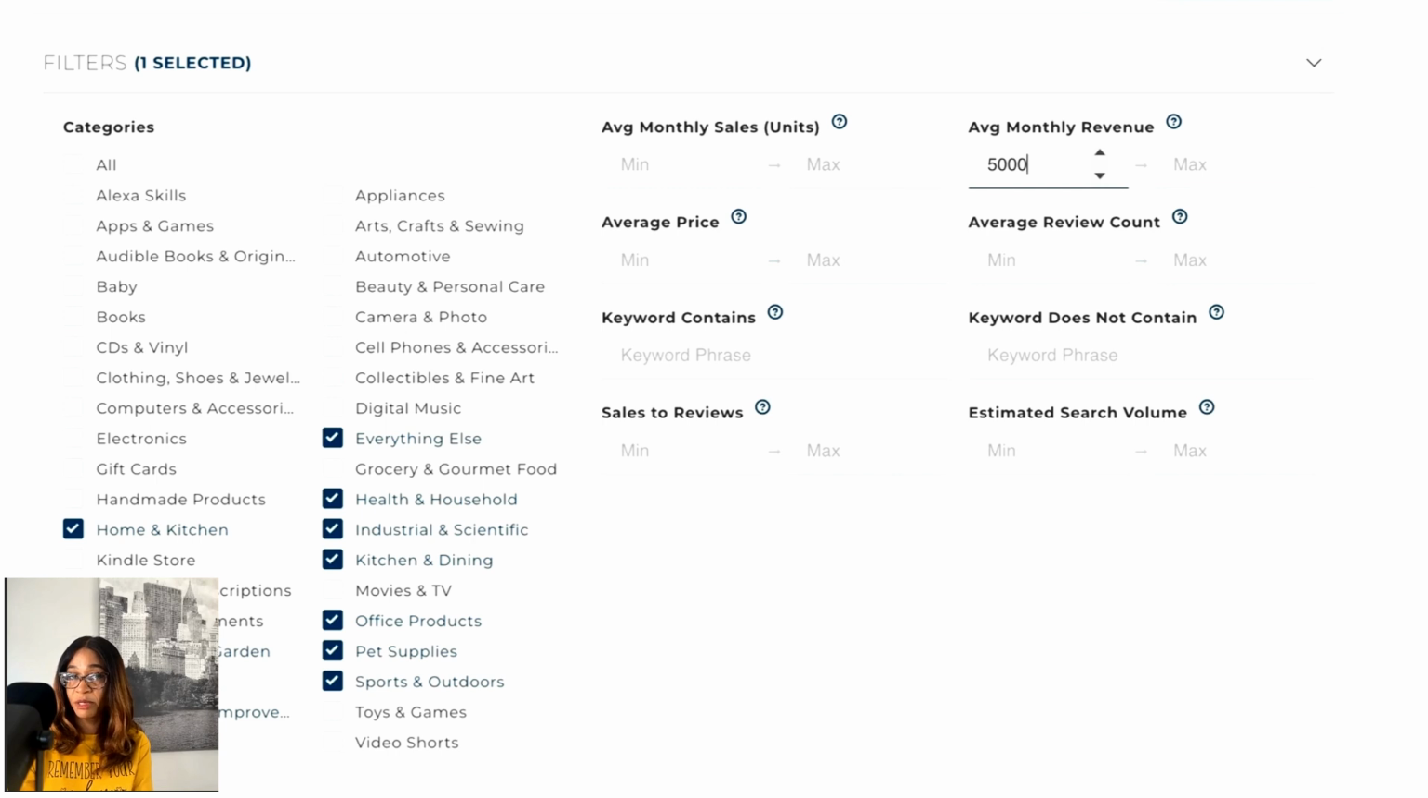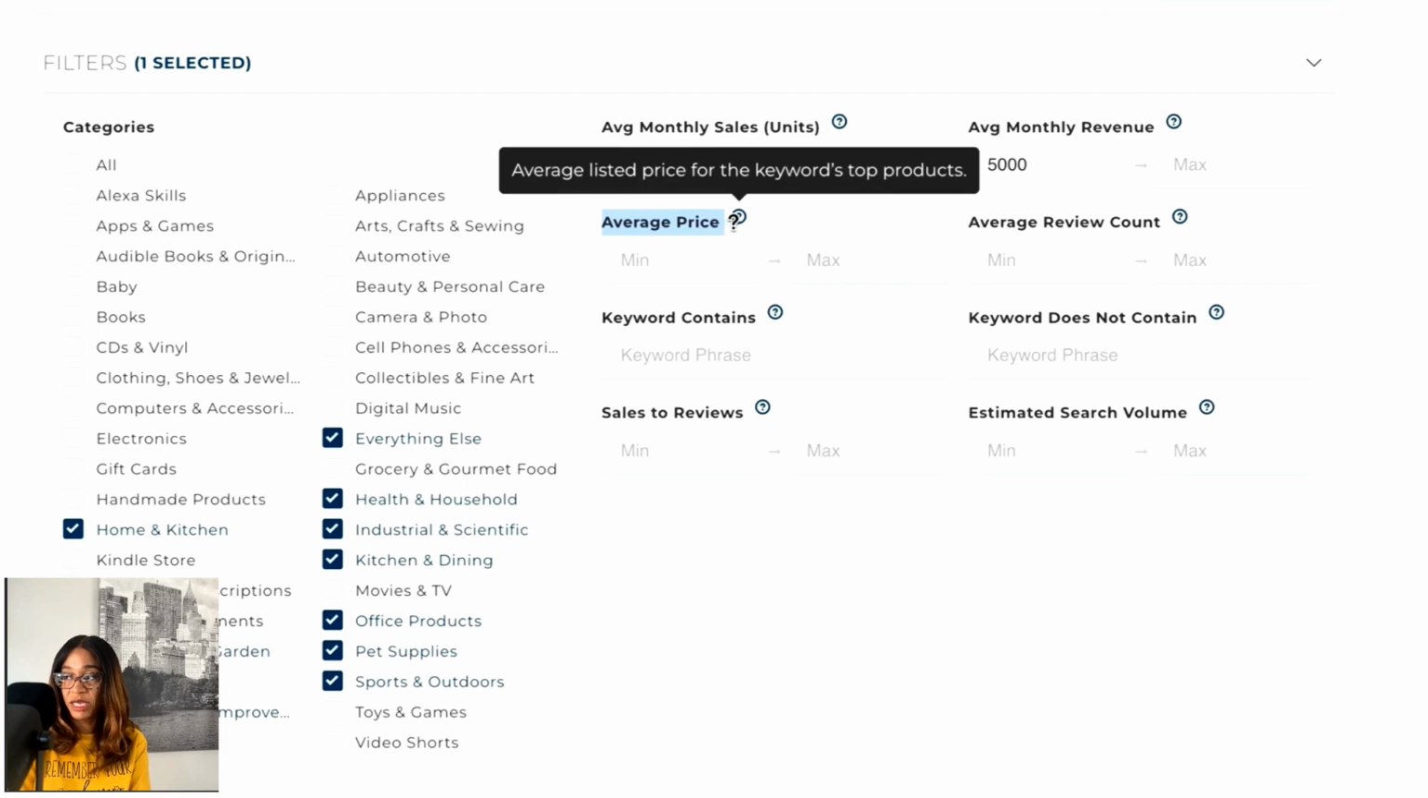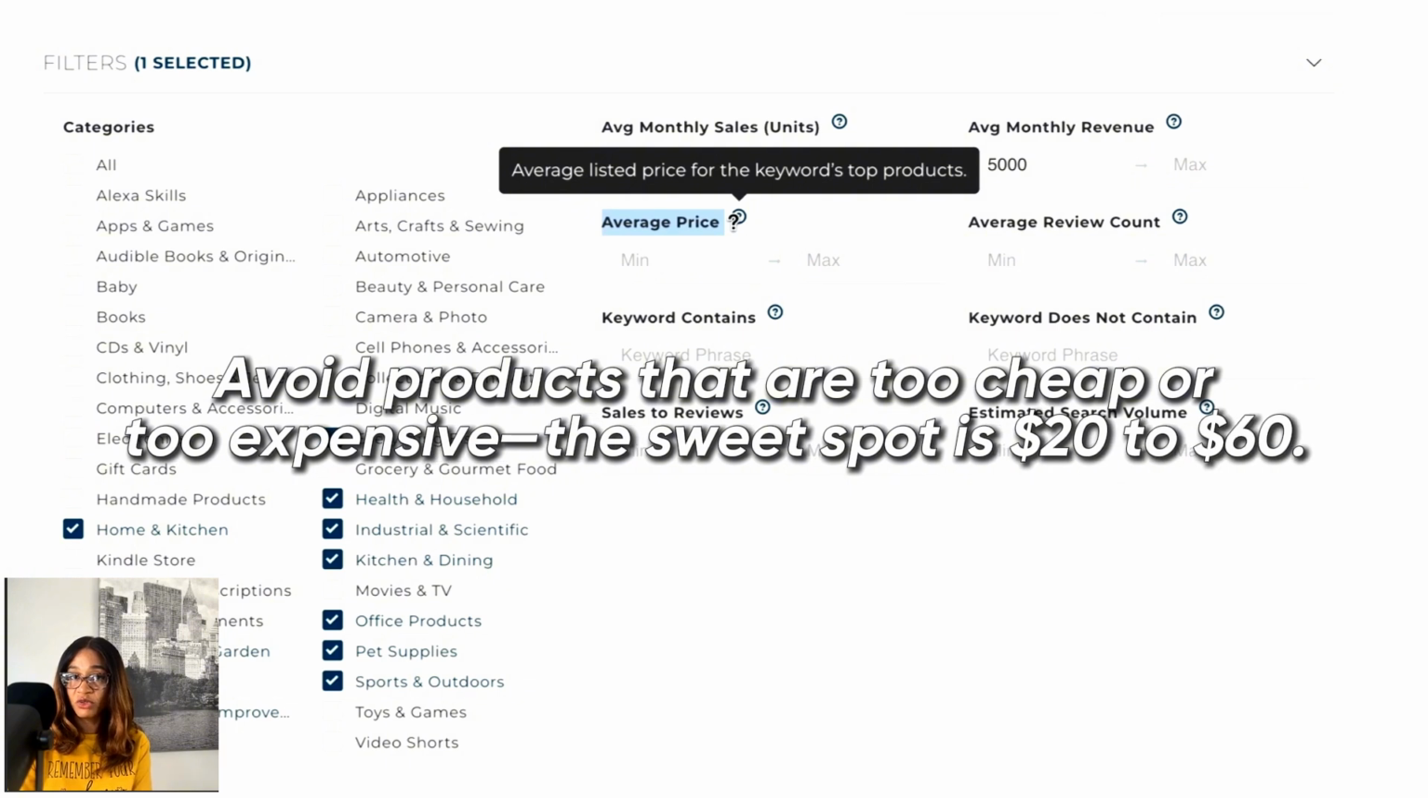The maximum, you can keep it open. If you want to make more than 5,000, that's great, but you want to make at least $5,000. So minimum 5,000, maximum, leave that open. Average price, very important. So here it is saying how much do you want to potentially sell your product for. You don't want to sell a product that's too expensive, neither do you want to sell a product that's too cheap. The sweet spot is between $20 to $60.